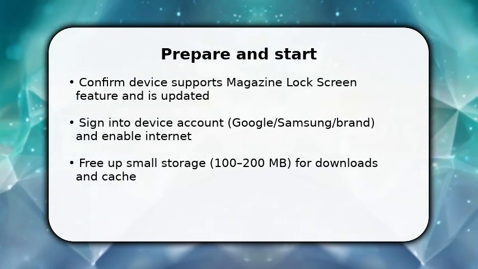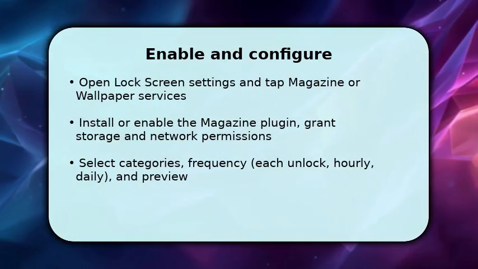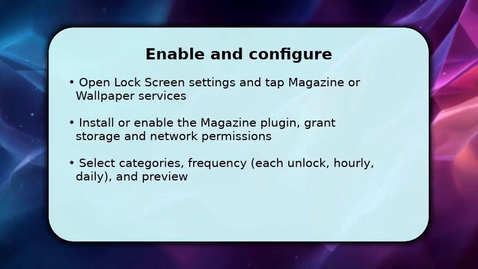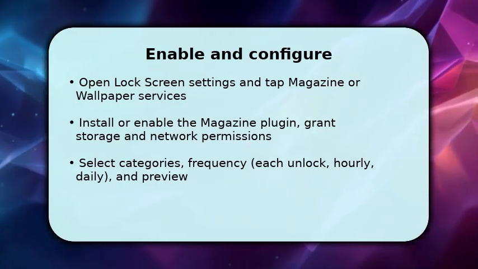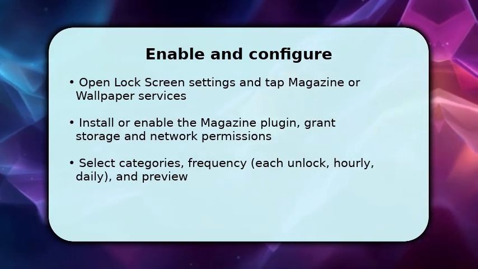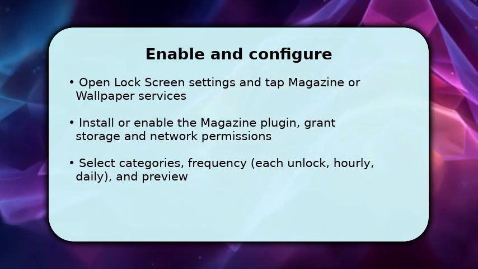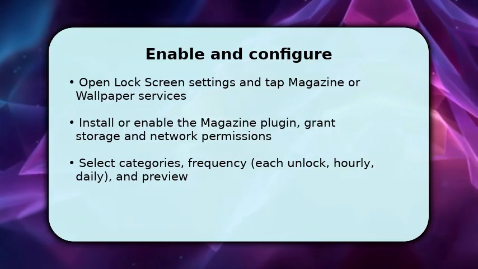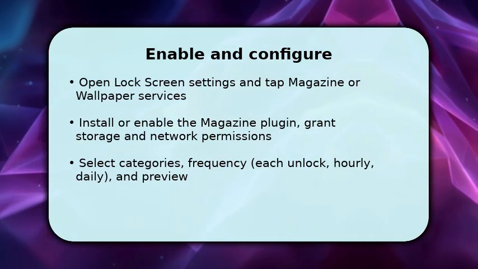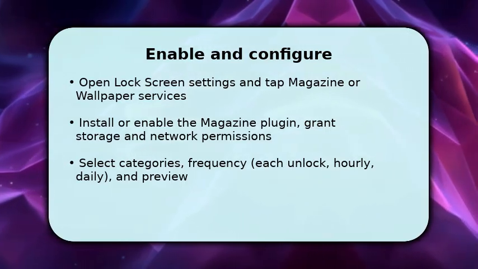Next, navigate to Lock Screen Settings and locate the magazine or rotating wallpaper service. This is where you enable the feature. Tap to install or activate the magazine plugin, then grant storage and network permissions so images can download and update automatically. After activation, choose the categories you like: news, nature, art, and set frequency. Each unlock for variety, hourly for freshness, or daily for subtle change.